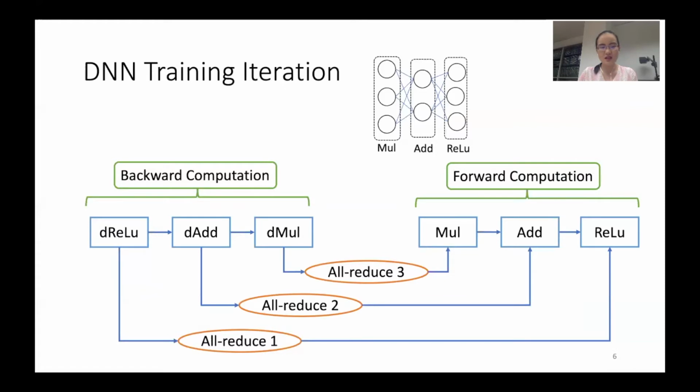In this workflow example, we can find that the computation operator in the forward computation depends on both its precedent computation operator and its all-reduce operator. So it's critical to consider how to schedule these all-reduce tensors to reduce the waiting time of the forward computation, and then to minimize the training time of one iteration.